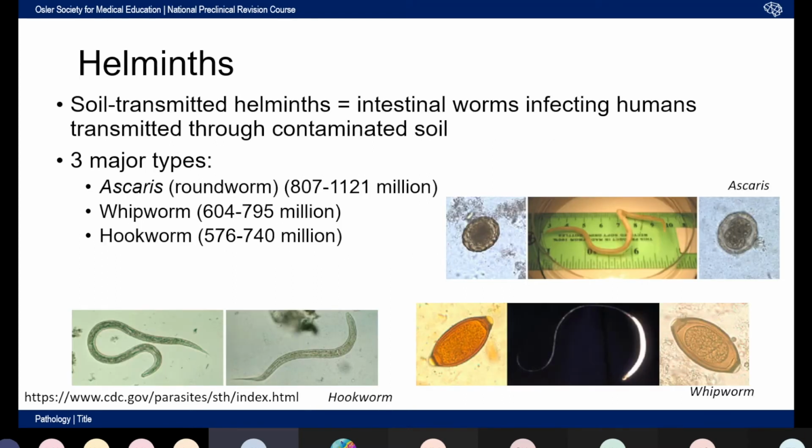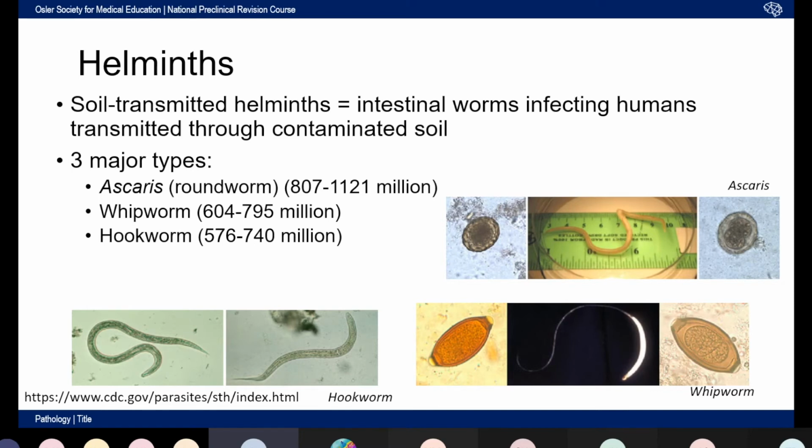So now to end the section on parasitology with a quick word on helminths. I'm going to talk about soil-transmitted helminths, which are intestinal worms infecting humans that are transmitted through contaminated soil. There are 3 major types that infect humans, and that's Ascaris, which is roundworm, and then whipworm and hookworm. The numbers in brackets next to them are the estimated number of people worldwide thought to be infected. As you can see, we never think about them in this country, but they are quite prevalent worldwide.